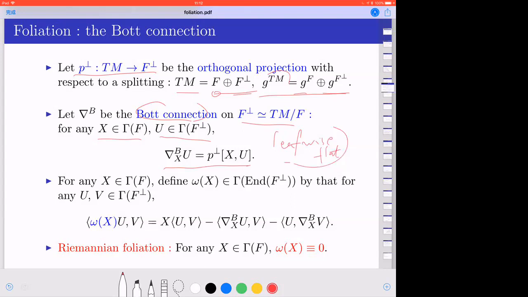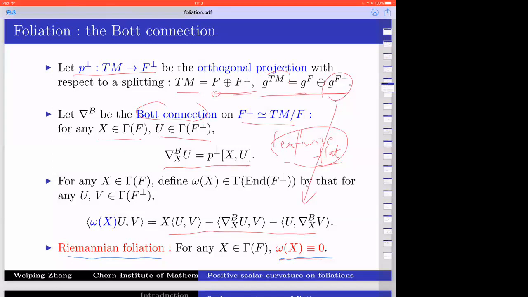But for us, the important thing is that the flatness is good. The drawback is that this connection along the leaf need not preserve the transverse metric. If it preserves this metric, then this omega would be equal to zero. But in general, omega X is not zero. Indeed, if the Bott connection preserves the transverse metric, so that omega is totally zero, then in the standard name in the theory of foliations, it's called a Riemannian foliation. So this omega is a discrepancy that characterizes how the Bott connection does not preserve the metric on the transverse bundle.